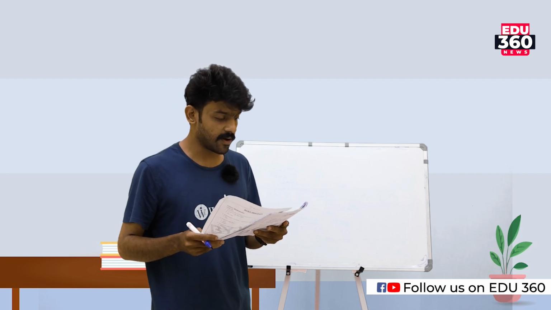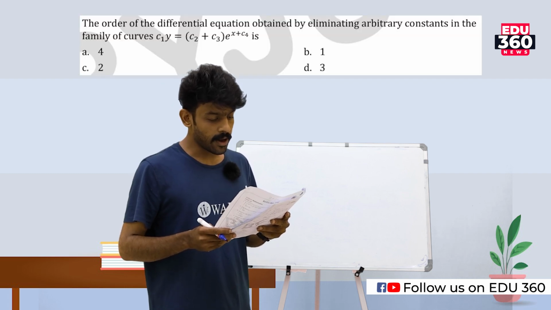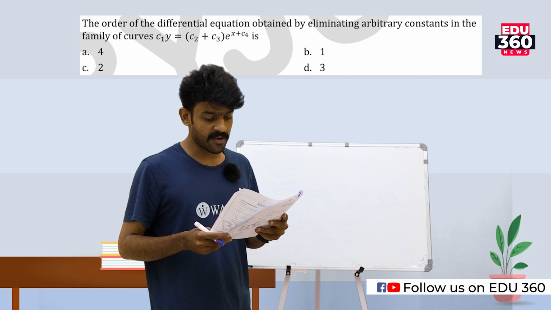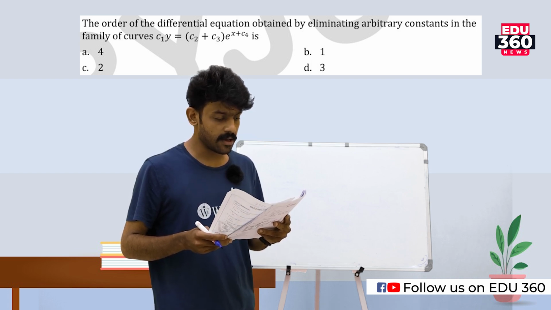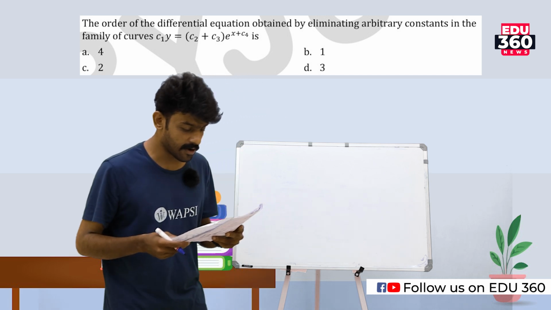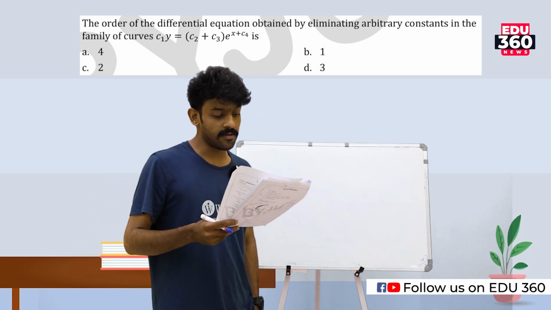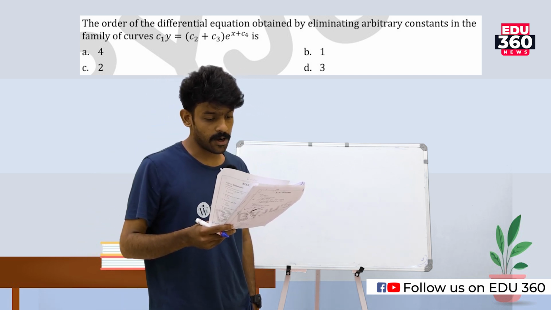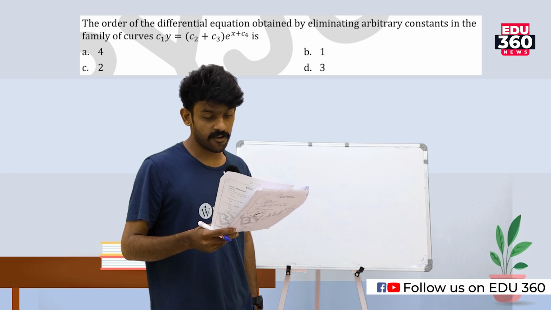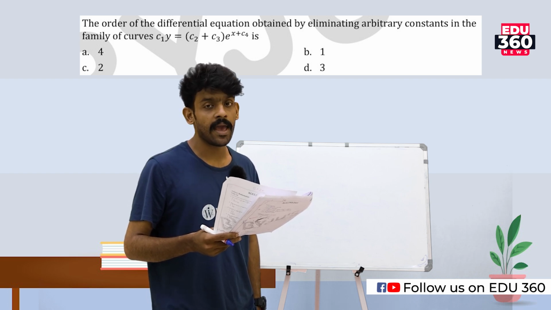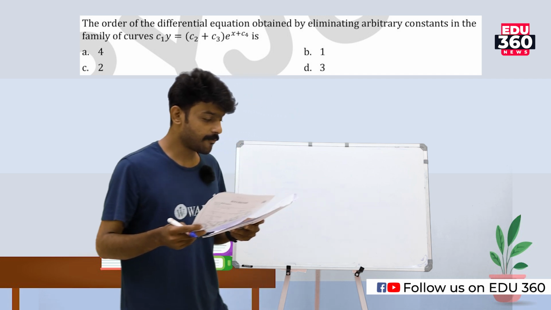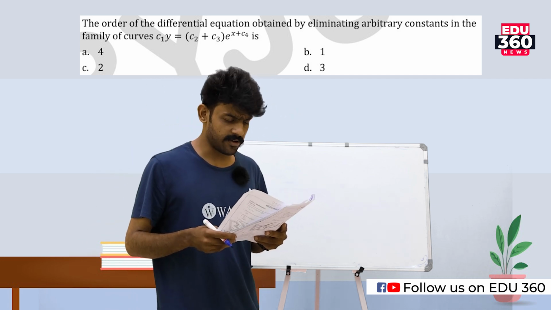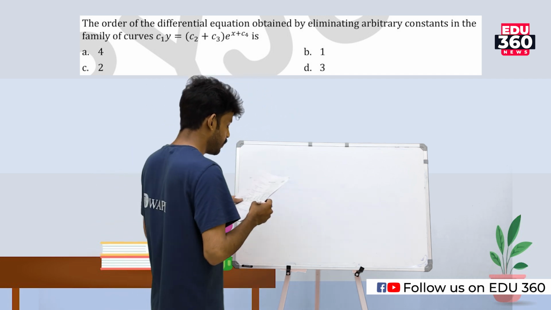The question is: find the order of the differential equation obtained by eliminating the arbitrary constants of the family of curves. The family of curves is given to us. You can see the question: C1 y is equal to C2 plus C3 into e raised to x plus C4. We need to find the order. It's a simple question, so let me write.